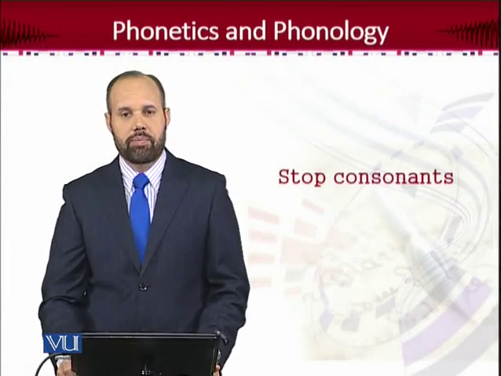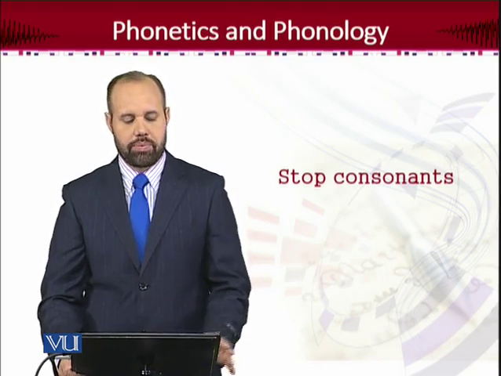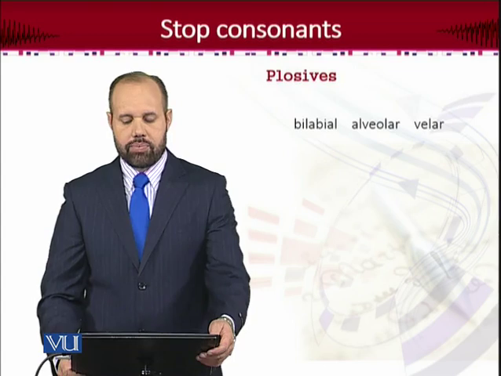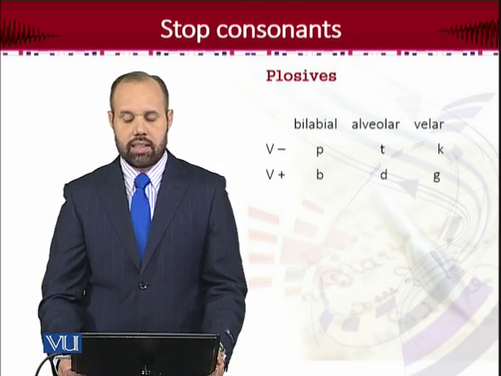Stop consonants are very interesting and very commonly found sounds in human languages. In this session, we are going to give a detailed description of stops, oral stops basically, which are found in the English language. In English, there are 6 stops. Two of them are bilabial, p, b, 2 of them are alveolar, t, d, and 2 of them are velar, k, g.